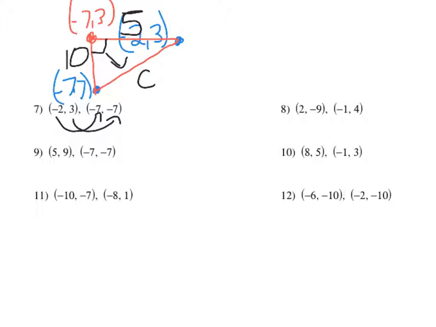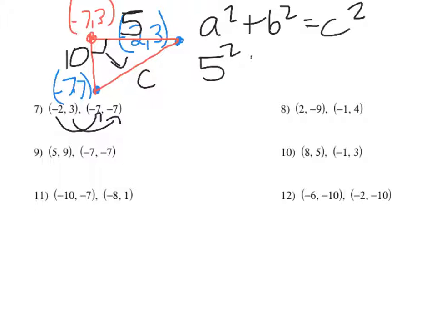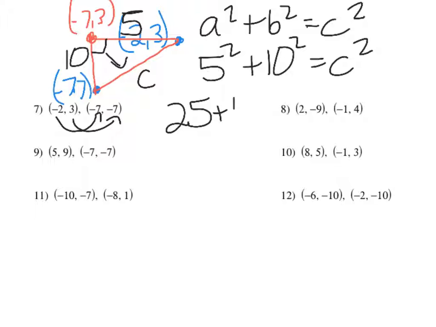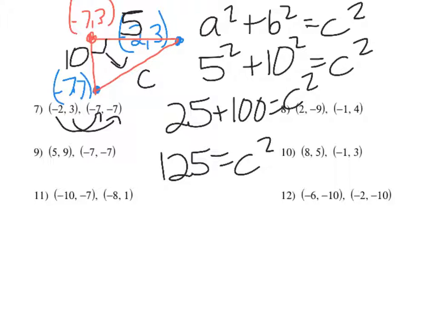So here is my c side. So I'm going to do, again, a squared plus b squared equals c squared. So I'm going to have 5 squared plus 10 squared equals c squared. So 25 plus 100 equals c squared. So 125 equals c squared. Then I'm going to take the square root of both sides, and c is going to equal 11.2.